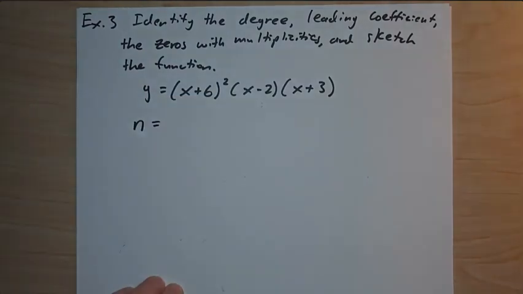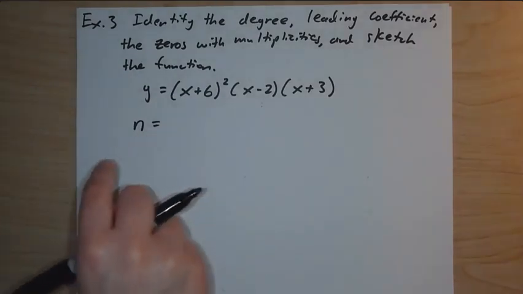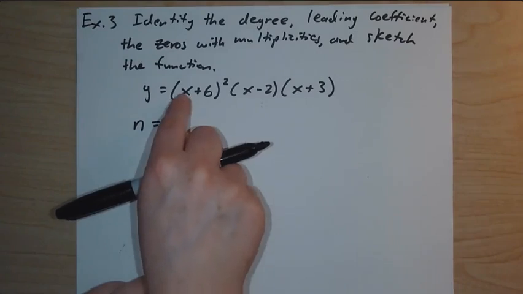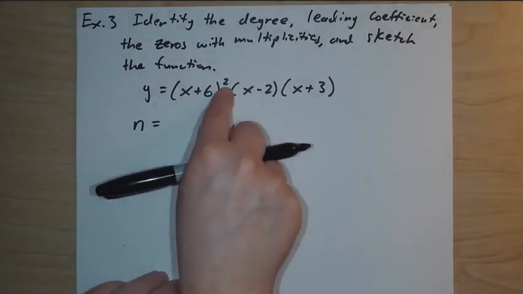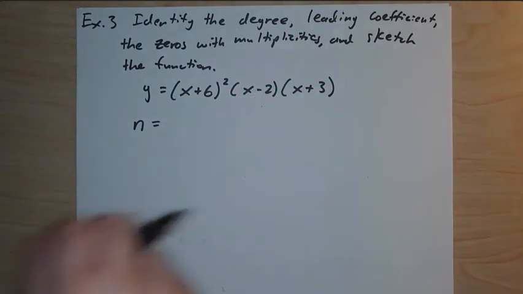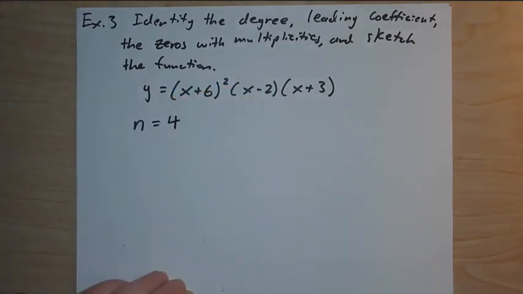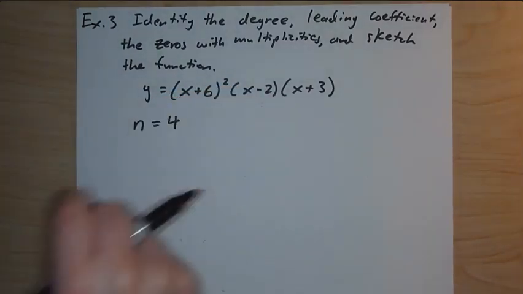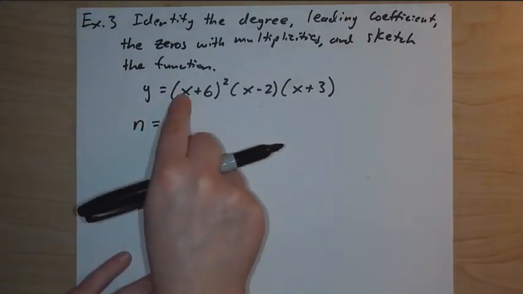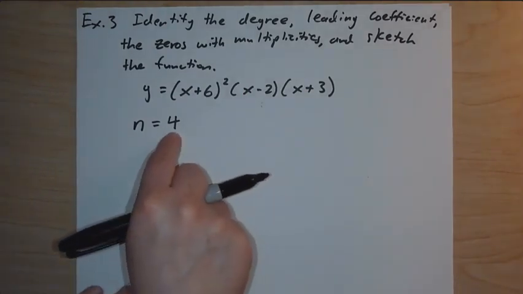N is going to be the exponent of the largest x, or it's going to be the number of zeros. So if we count the number of zeros, we have x plus 6, and that's to the 2, so we have 2 zeros right here. We have 1 here and 1 here, so that's a total of 4. So our n is 4. Another way you could think of that is if we multiplied it all out, for our very first term we'd have x times x times x times x, and that means we'd have x to the 4th power. So our n is 4.